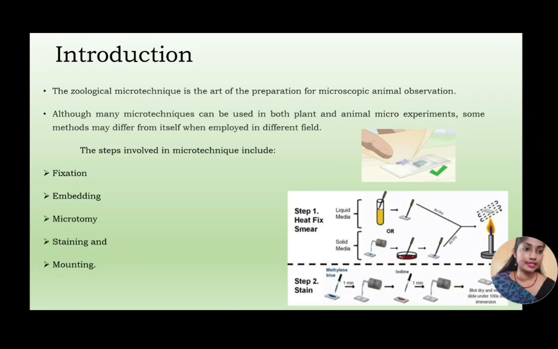Here in the image to the right hand corner, you can see how a microtechnique in microbiology is done. So I've taken a very simple example of a bacterial culture. A bacterial culture is smeared onto a clean glass slide. It is then heat fixed and then subject to staining, and then it is air dried so that it is ready for microscopic observation. So microtechnique is all about the right way of processing a slide so that it is ready for microscopic observation.